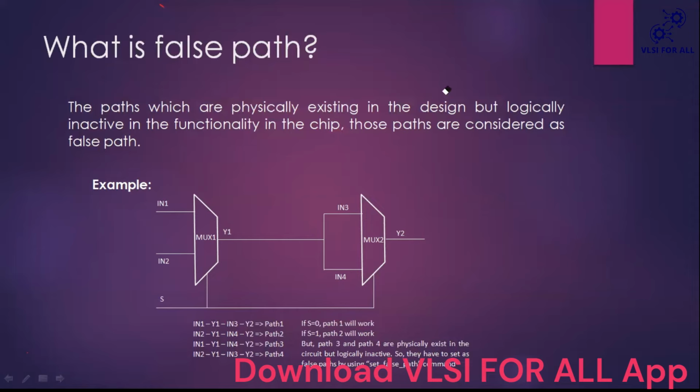So this is a false path example. There are two muxes in the design, and mux one output y1 is going to both inputs of mux two, in3 and in4. The same selection line is going to both muxes. How many paths are there in this circuit? Path one is in1 y1, in3 y2.